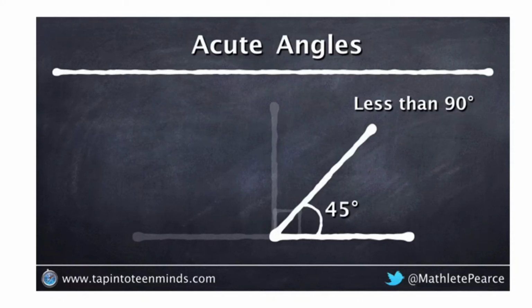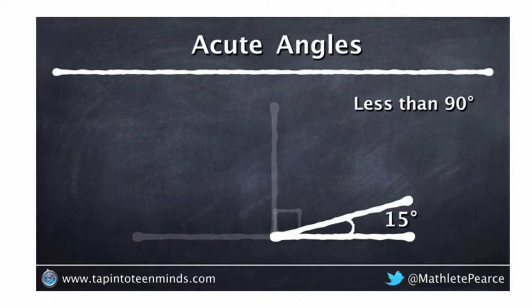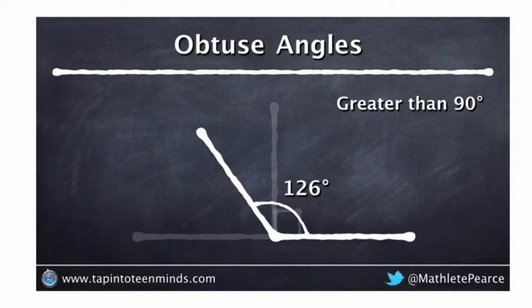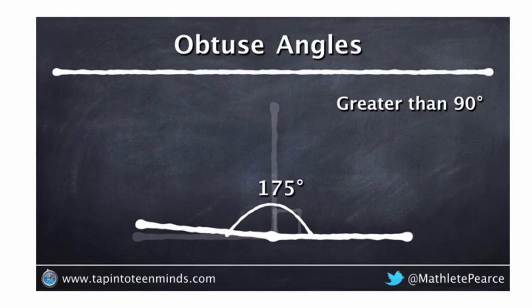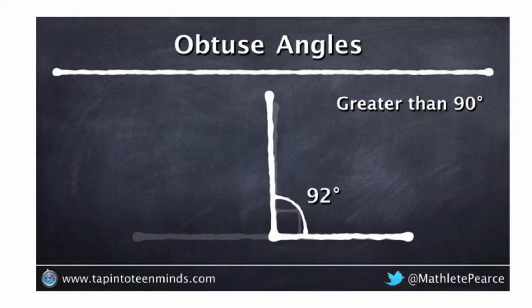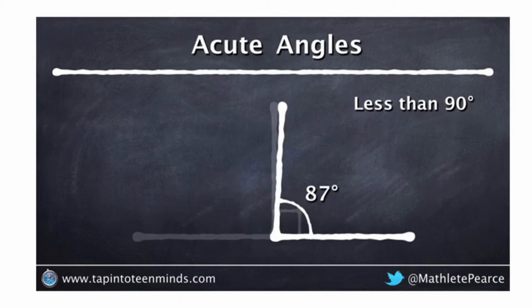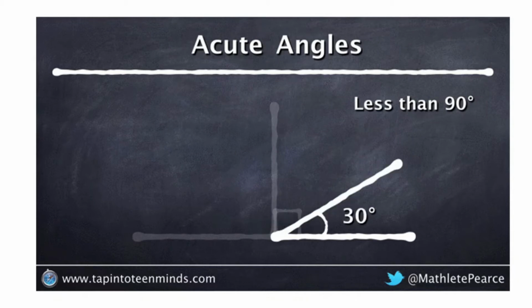Acute angles, less than 90 degree. That is an acute angle. Greater than 90 degree or less than 180 degree, that is an obtuse angle.